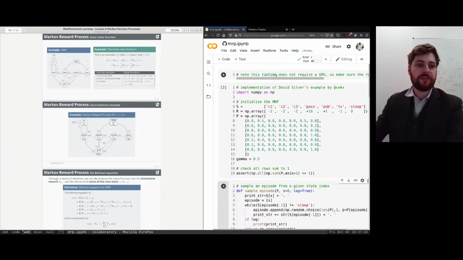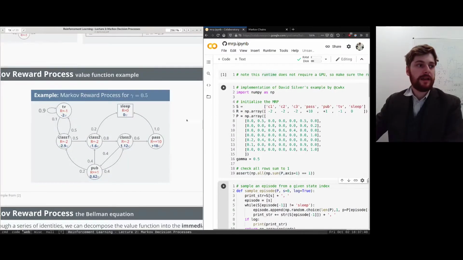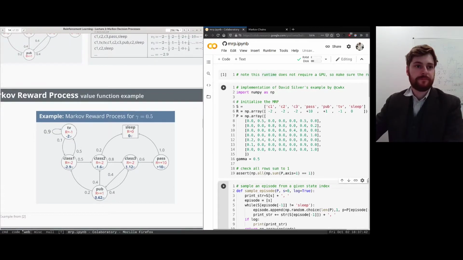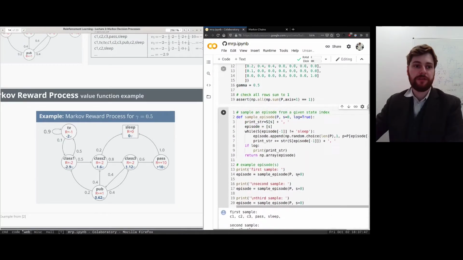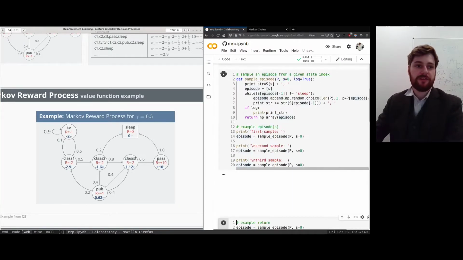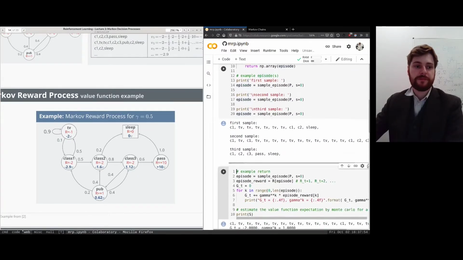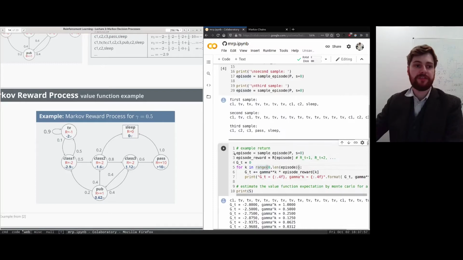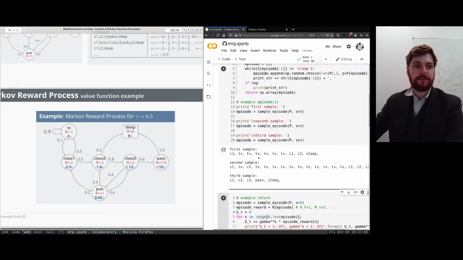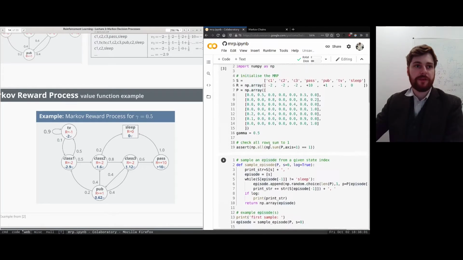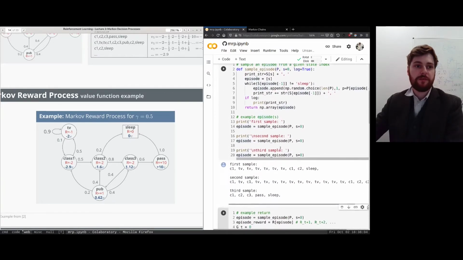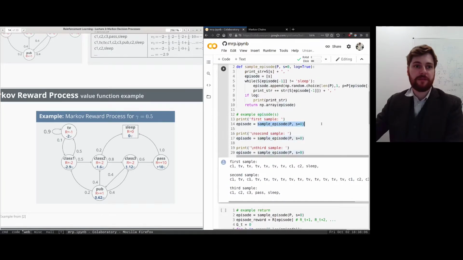So I'm just going to define our states here, which is straight from this example. Okay, so let's just run that. This is just checking that they all sum to 1. And then we're going to have this function here which samples some episodes. There we are, we have some nice samples. So this is just sampling this Markov process, just as we've seen. And we can just call sample episode as many times as we like.